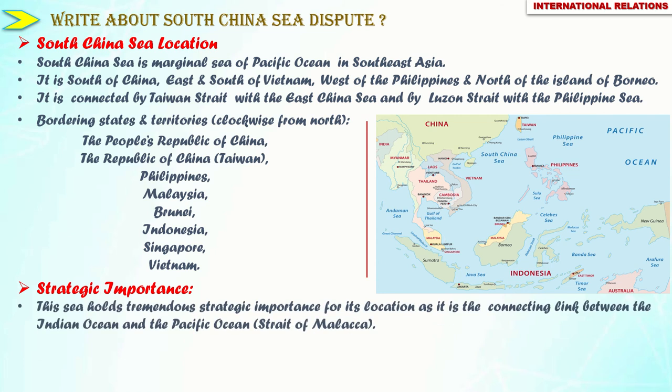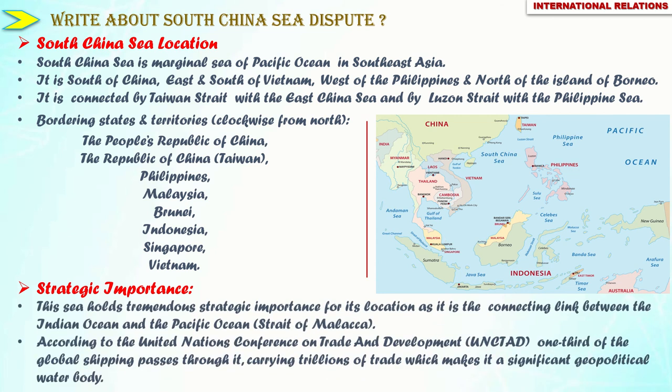And what is the strategic importance? This sea holds tremendous strategic importance for its location, as it is a connecting link between the Indian Ocean and the Pacific Ocean. Please observe here, this Andaman Sea is a marginal sea of the Indian Ocean, whereas this South China Sea is a marginal sea of the Pacific Ocean. So this Strait of Malacca plays a very important role to connect this Indian Ocean and this Pacific Ocean.